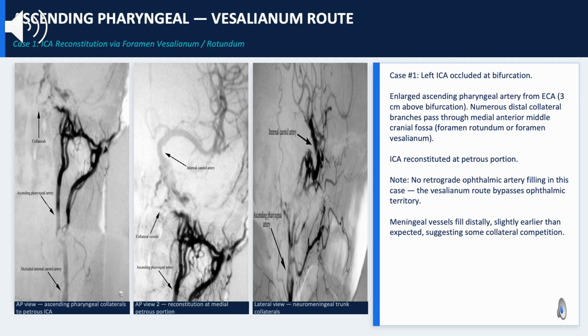Second, meningeal vessels fill early with some anteriorly displaced meningeal branches, suggesting collateral competition. Third, the ICA is reconstituted at the petrous portion, not the cavernous. The level of reconstitution is a critical diagnostic discriminator between different anastomotic routes.